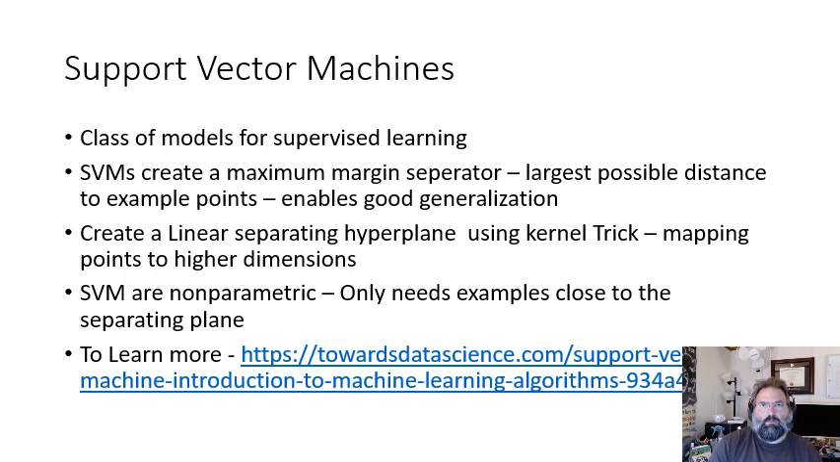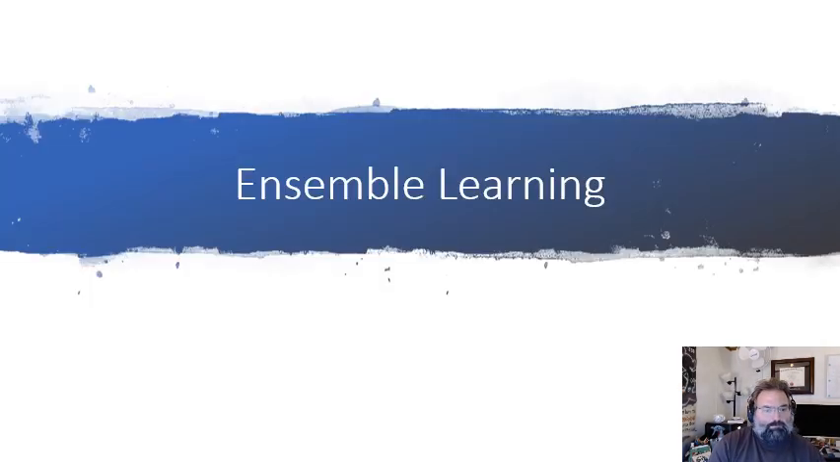You don't have to have all the points that they might ever see, just those that are close to the boundary. If you want to learn more, the link on the screen is a great resource, a good place to start. And in general, towardsdatascience.com has a pretty good set of blogs and posts.